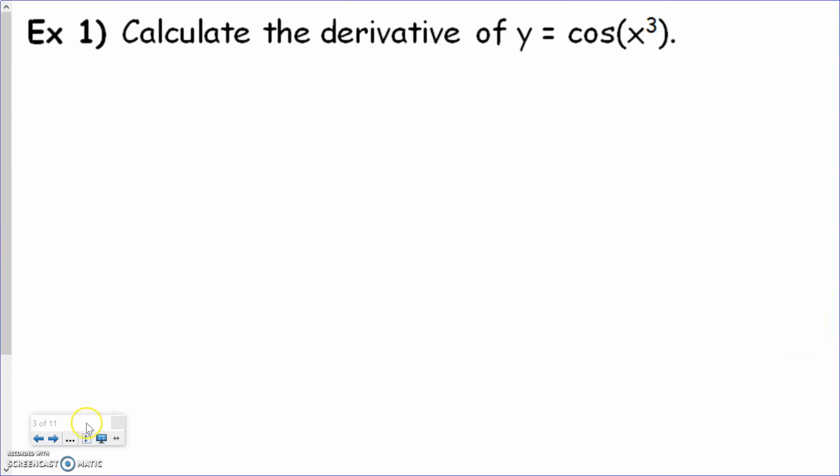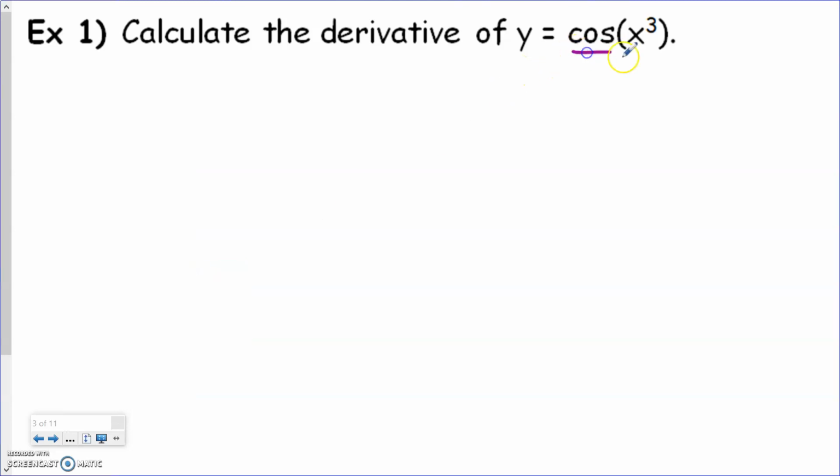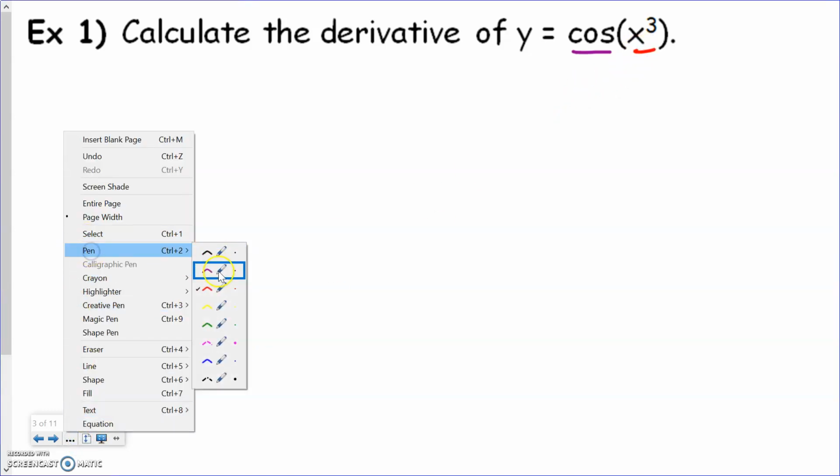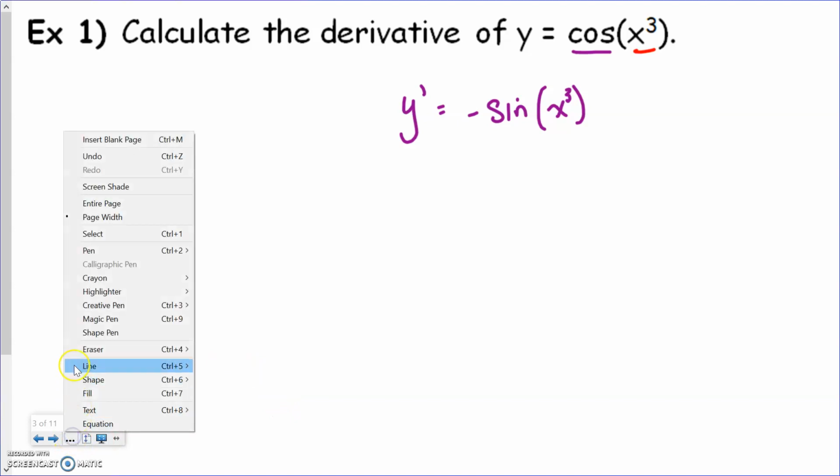Okay, so in this problem we have cosine, which is our outer function, and then we have x to the third, which is our inner function. So what we're going to do is start by taking the derivative of our outer function, which is going to give us negative sine. And when we do that, the inner function stays the same. Okay, so the derivative of cosine is negative sine.